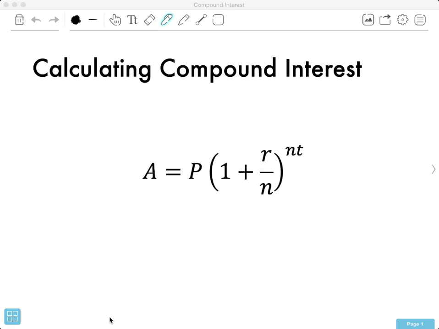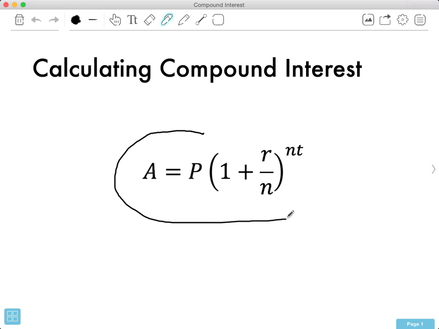Hello, welcome to this video where the topic is calculating compound interest. This is a tricky subject sometimes as it has a very ugly formula associated with it. We're going to look at how to fill the formula in with the proper amounts, and then we're also going to look at how you type it into your calculator.